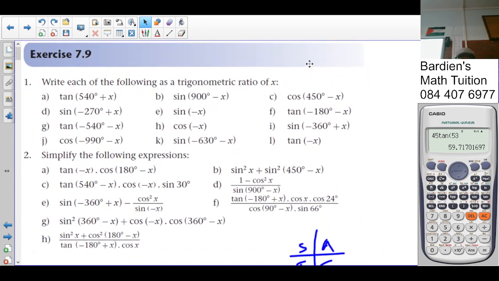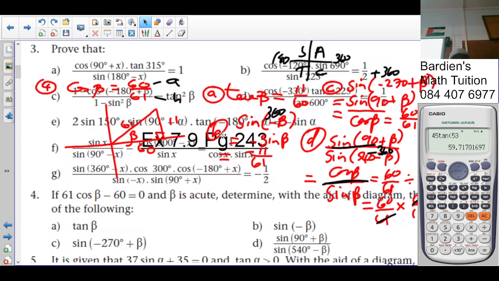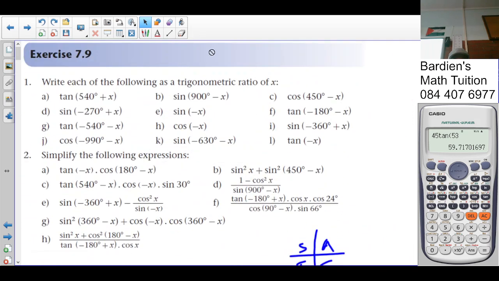Which page is exercise 7.9 on? There we go. Steal it from there.